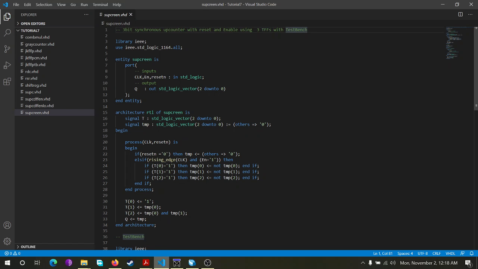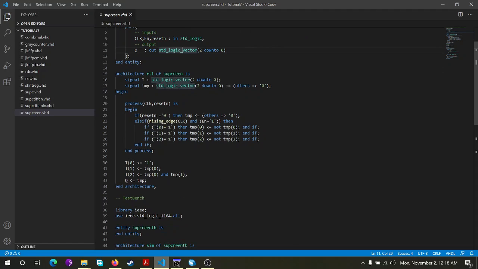Okay, so as stated in the question, I have inputs as clock, enable and reset n, and my output will be Q. This Q is 3-bit wide as given in the question. We have to design a 3-bit counter. Next, I define a signal T and a temp. T will be the toggle signals and the temporary signal will be connected to Q because its mode is out.